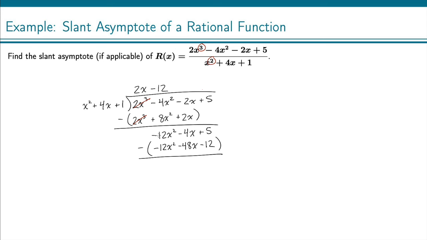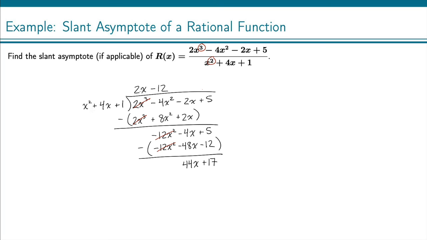And again, this first term will cancel, so those are gone. And then we have a negative 4x minus a negative, so plus 48x. And that is 44x. And then we have 5 minus a negative, so plus 12, and that's plus 17. Okay, now at this point, what we have down here has a smaller degree than our dividend, so we know that we are finished.